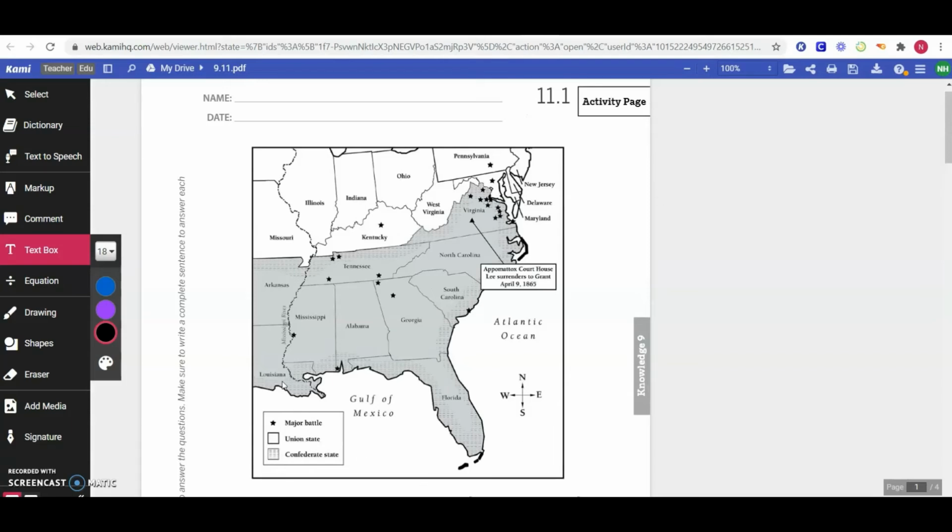We have our key that tells us where major battles were, what our Union states were, and what our Confederate states were. But within the map, we've got a little bit of extra information provided right here, where this triangle symbol that's not on our key can be found. This triangle represents Appomattox Courthouse, where Lee surrendered to Grant.